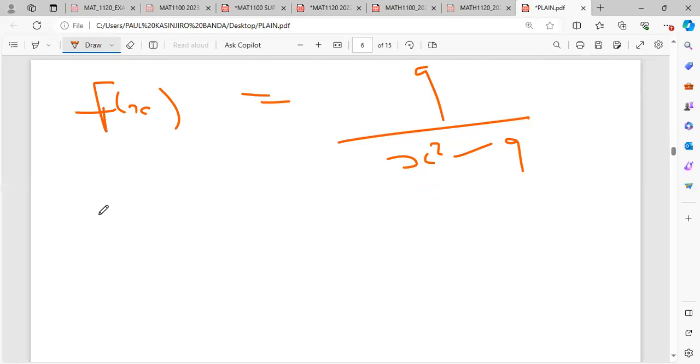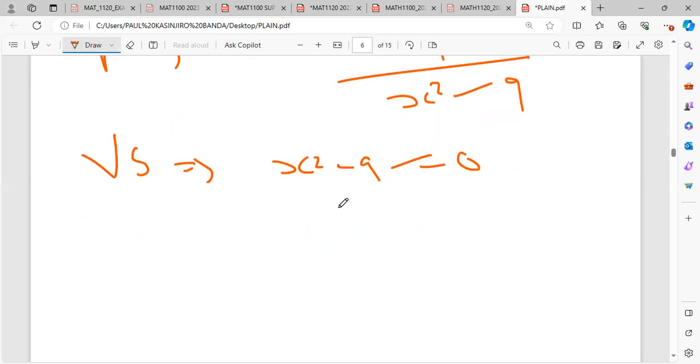What is our first step there? Is to find the vertical asymptote. Okay, so how do we find the vertical asymptote? Okay, so to find the vertical asymptote, we equate whatever is under the denominator to 0. So, okay, we have 0 there.